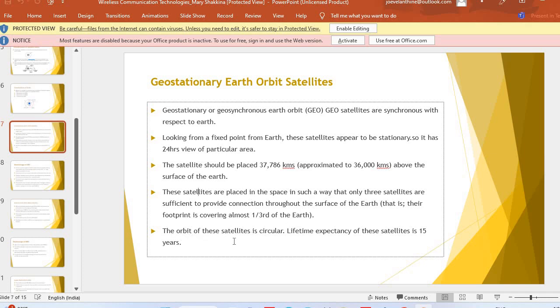The orbit of these satellites is circular. The life expectancy of this satellite is 15 years. The satellites in the geostationary orbit have a lifetime of 15 years.